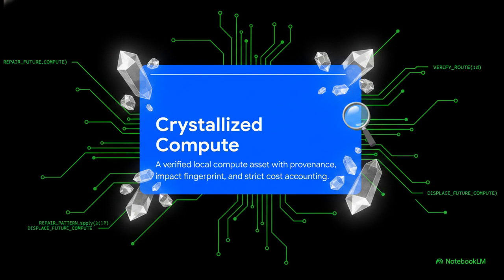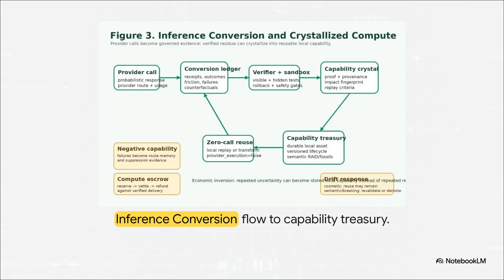The Beast Commons isn't just another model zoo packed full of text generators. It's a literal exchange for these crystals. We are talking about verified routes, repair patterns, and workflow fragments that actually displace future compute rather than just consuming more of it. Follow the life cycle of how this works.